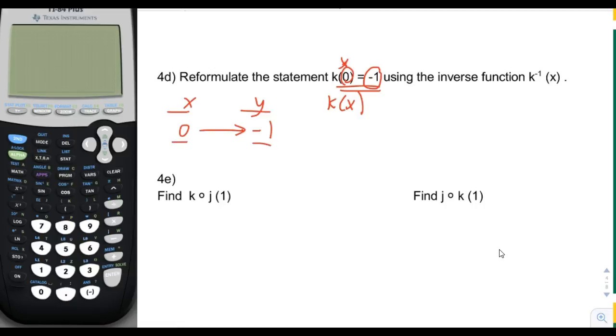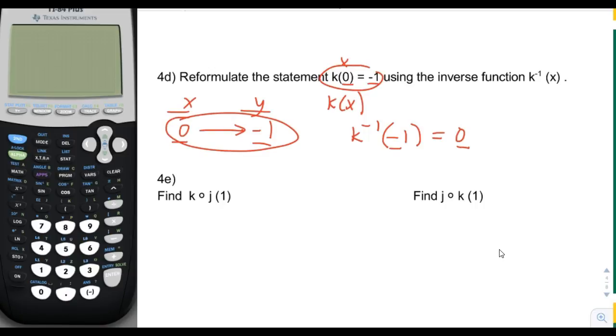So using the inverse function, how would we represent this? We would say the inverse function of negative 1 is 0. Do you see how it does exactly the opposite of what's here? 0 maps to negative 1. In this case, it says negative 1 maps to 0. So when you have the inverse function, what you put in here is actually the y value.